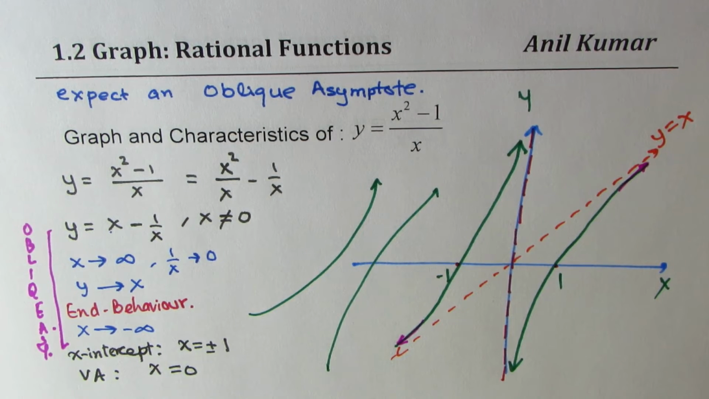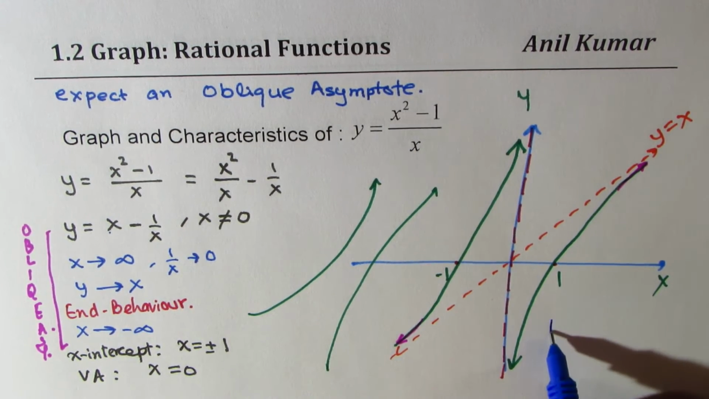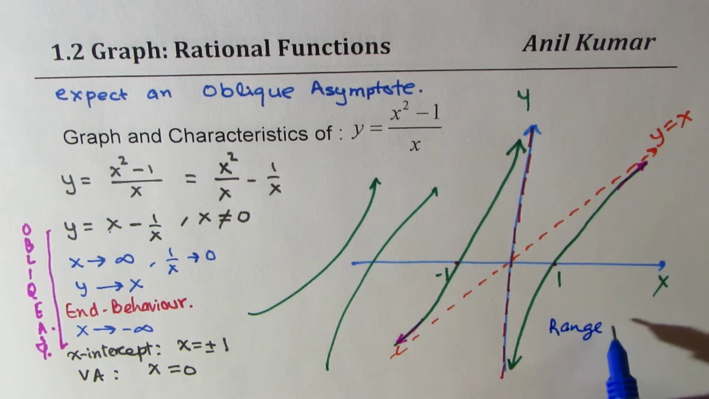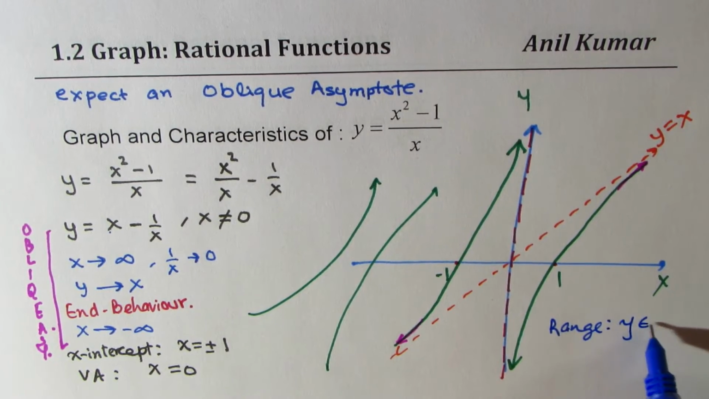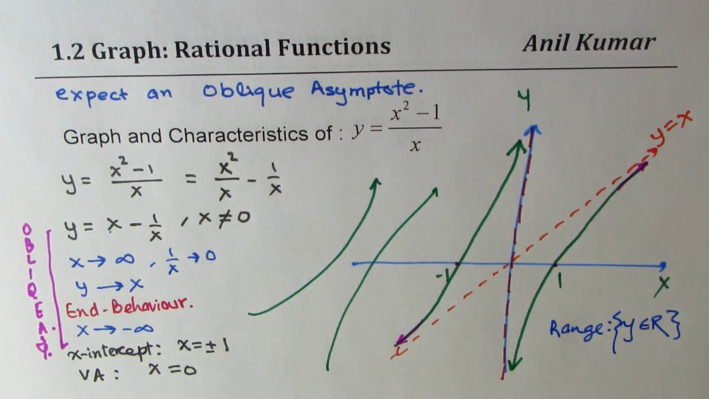So this is an example where we do have a vertical asymptote, an oblique asymptote, and what is the range? It is important to understand that domain has restrictions, however, range is what? Y belongs to real numbers. There is no restriction on the range in this particular case. Let's move on and take some more examples.